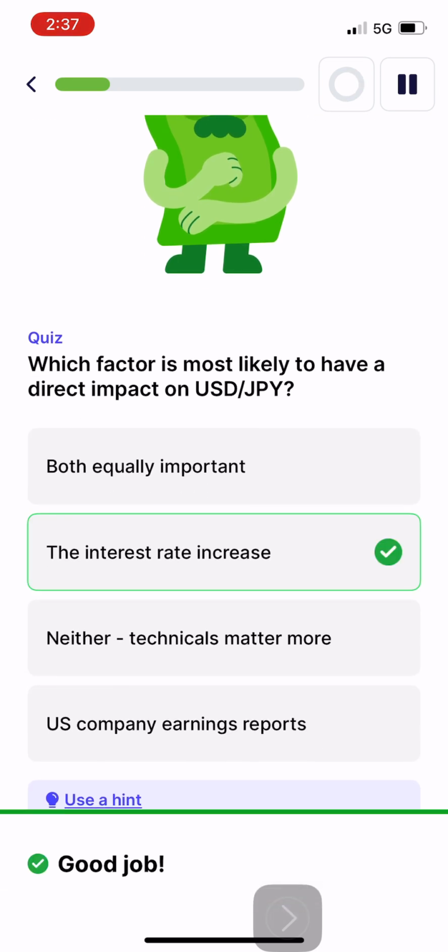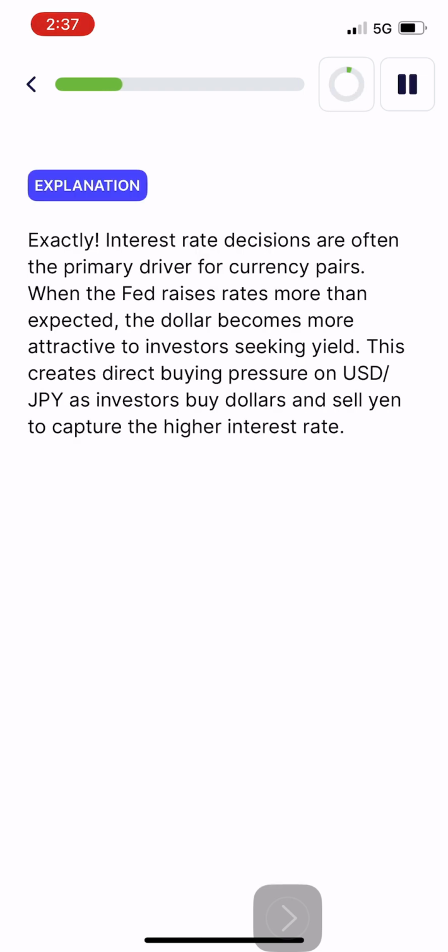Yes, you're right. Exactly. Interest rate decisions are often the primary driver for currency pairs. When the Federal Reserve raises rates more than expected, the United States dollar becomes more attractive to investors seeking yield. This creates direct buying pressure on the United States dollar against the Japanese yen, as investors buy dollars and sell yen to capture the higher interest rate.